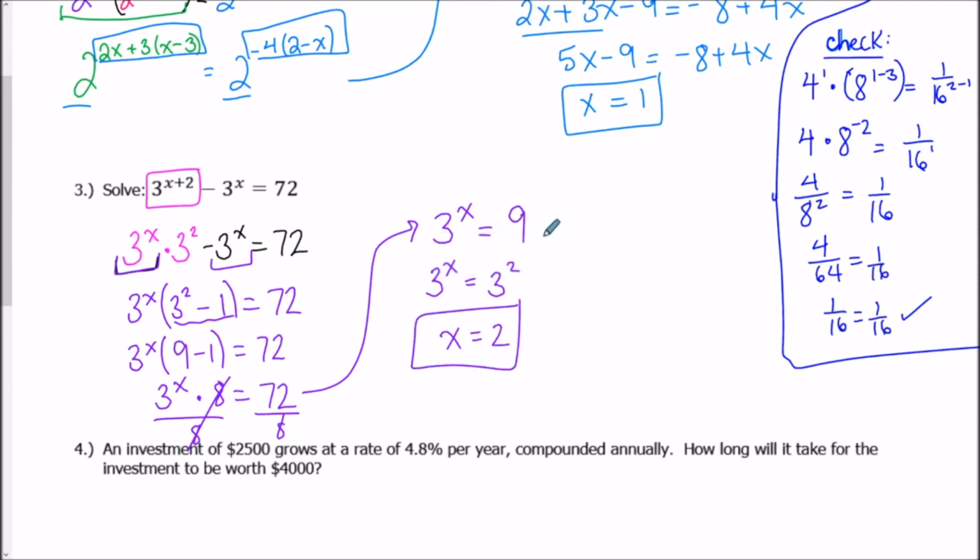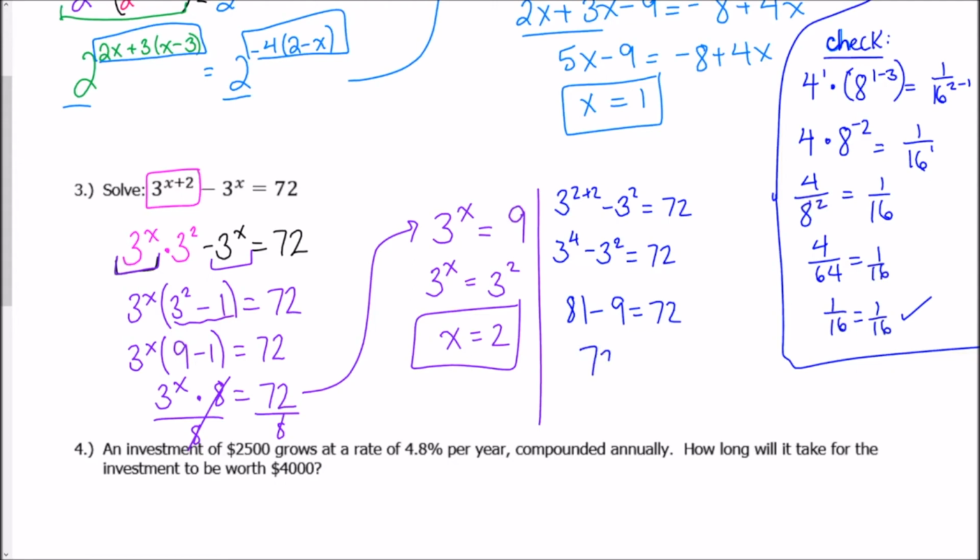Okay, and same thing, we can do a check just to see what happens. So for my check right here, I would do 3 to the power of 2 plus 2 minus 3 to the power of 2 equals 72. So I get 3 to the power of 4 minus 3 to the power of 2 equals 72. Then I get 81 minus 9 is 72, which is true, 72 equals 72. So x equals 2 is the solution to this equation right here.